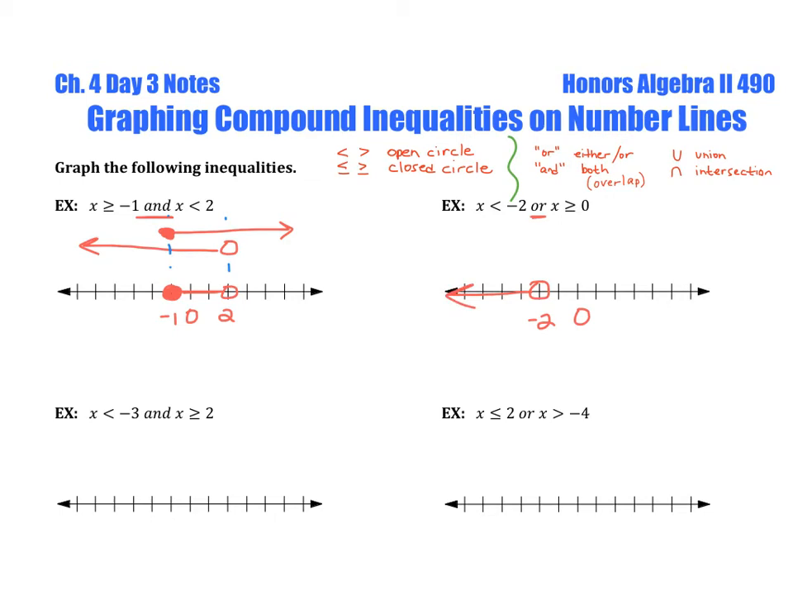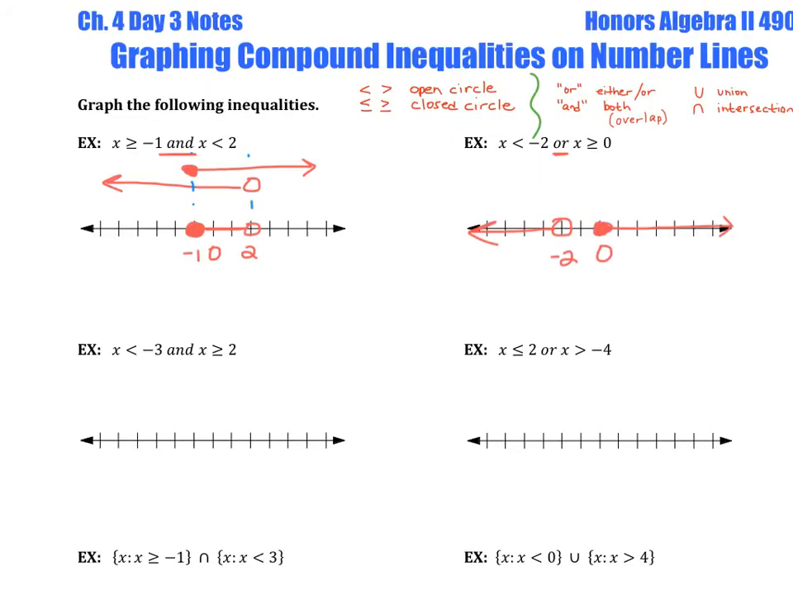And then at 0, I'm going to graph a closed circle because x is greater than or equal to 0, and then I'm going to shade everything to the right. Those are the values that indeed represent anything greater than or equal to 0. And that's going to be my final solution. So any number that I would pick that's in that shaded region would work in either one inequality or the other.